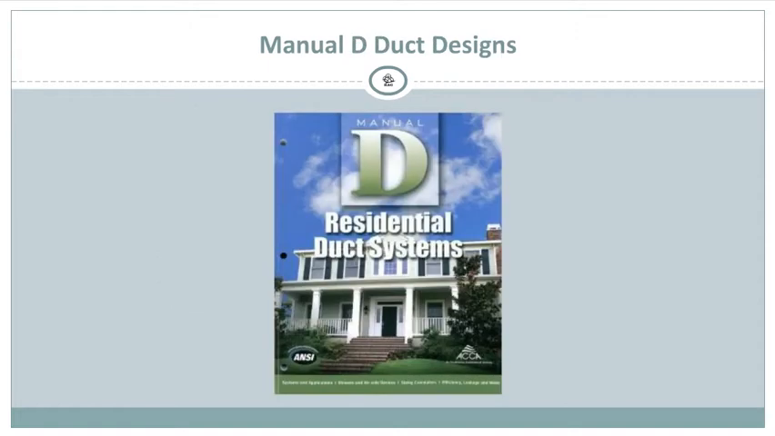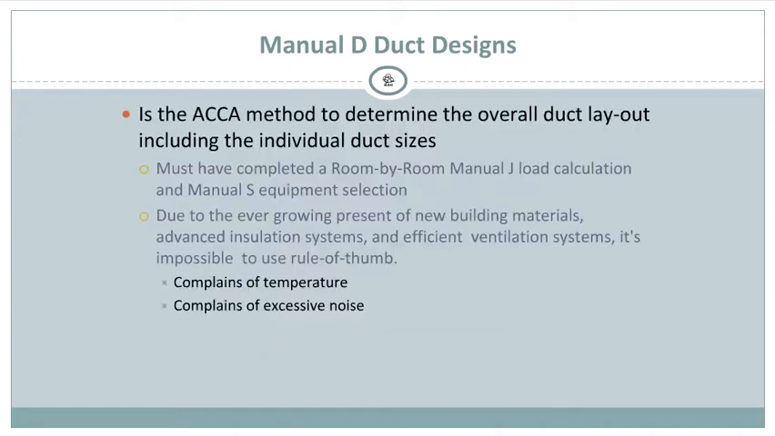And then after you do both of those, now you're going to do your Manual D. The Manual D is you're designing your ducts, and this is measuring the ducts, and you talk about your layout of ducts throughout the unit. Okay, and again, this is the ACCA. This is the way you determine the duct layout, including all the individual duct sizes. We explained the various duct sizes that you might need.